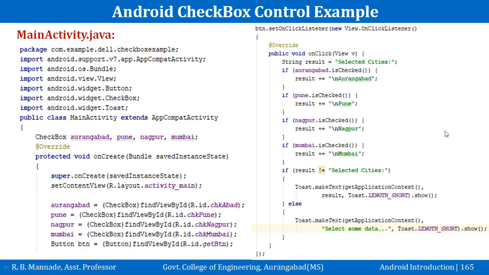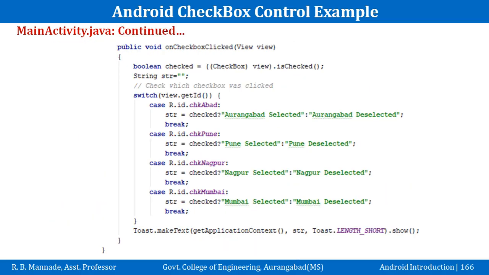It means the user has not selected any cities. In other words, if the value of the result string is only "selected cities", then the user has not selected any cities, and in that case the else part of the if will be executed, and it will show an error: select some data. When you run this application, you will see the output shown here.